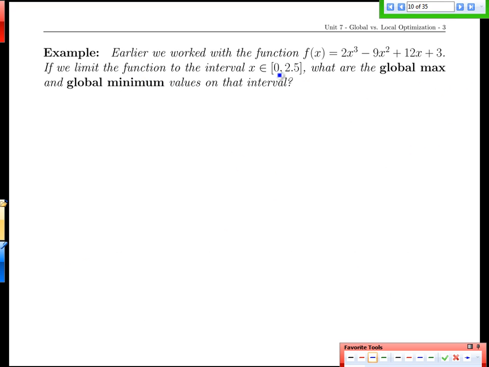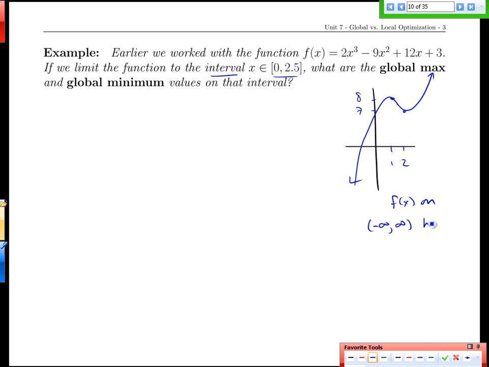Okay, now let's introduce endpoints. All right, so let's talk about this function that we saw earlier. It had critical points at x equals 1 and 2, and they corresponded to height 7 and 8. So we had a point here and a point here. And so the function would look something like this. And this, f of x on the interval minus infinity to infinity, has one local max. It has one local minimum. Those are the two critical points.